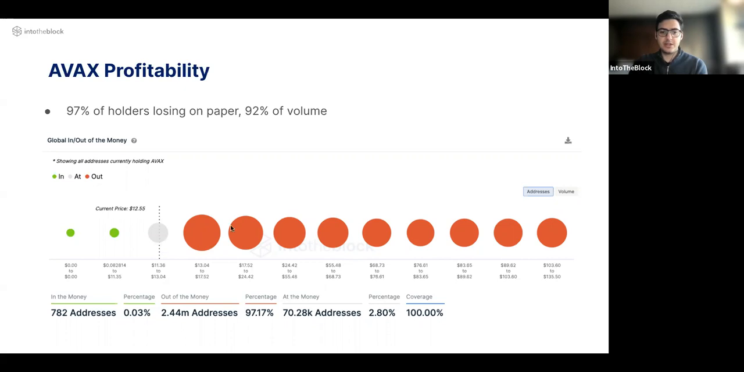We can see a very large share of addresses had bought between $13 and $17, which are realizing mild losses. But of course, those that bought near the top in November are 90% down or so. We show this by addresses and also by volume, so by the total amount of tokens. It's worth noting that the volume in profit is slightly higher, which could be because of the ICO, where a lot of addresses bought at lower prices, so within these ranges.